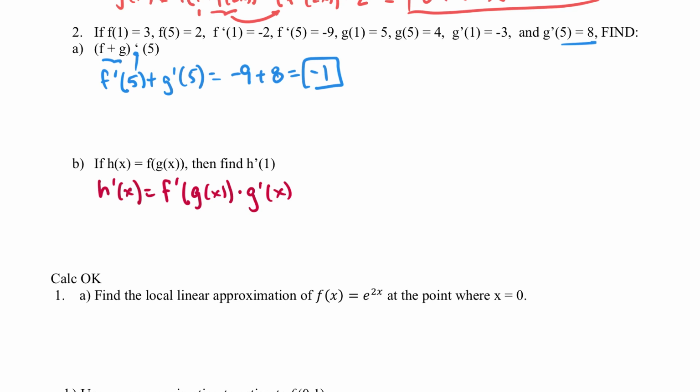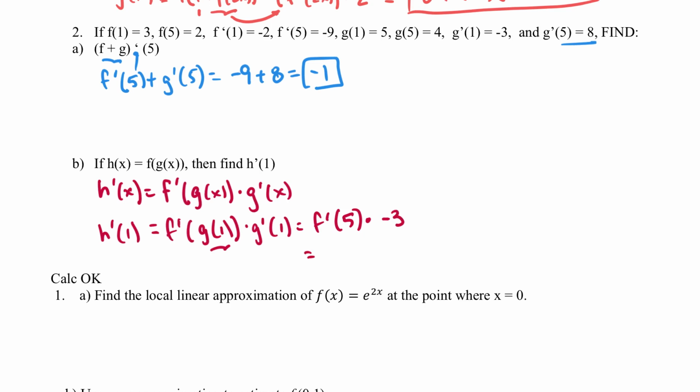All right, we have our values from up above, so let's see what we can do. I need h prime of 1, and in this case it's going to be f prime of g of 1 times g prime of 1. g of 1 comes out to be 5, and g prime of 1 comes out to be negative 3. Now I need f prime of 5, which is negative 9, times negative 3, which gives me positive 27. All right, let's move on.